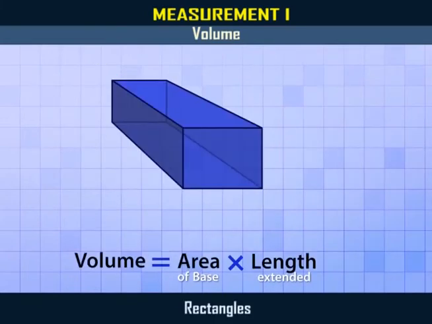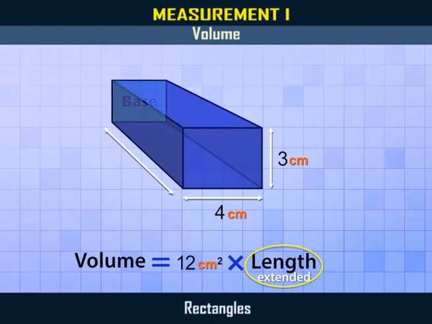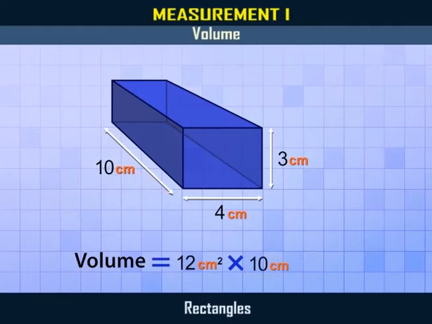Starting with this cuboid, the base is the original rectangle, and its dimensions are 4 centimeters by 3 centimeters. So to get the area of that base, we multiply the lengths of the dimensions together. 4 centimeters times 3 centimeters gives us 12 square centimeters as the area. Now to find the volume, we multiply that area times the length the base was extended. This was 10 centimeters. So 12 square centimeters times 10 centimeters, we get 120 cubic centimeters. That is the volume of the cuboid.